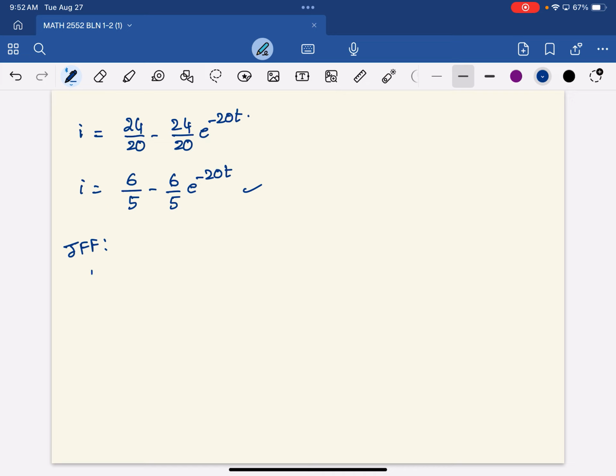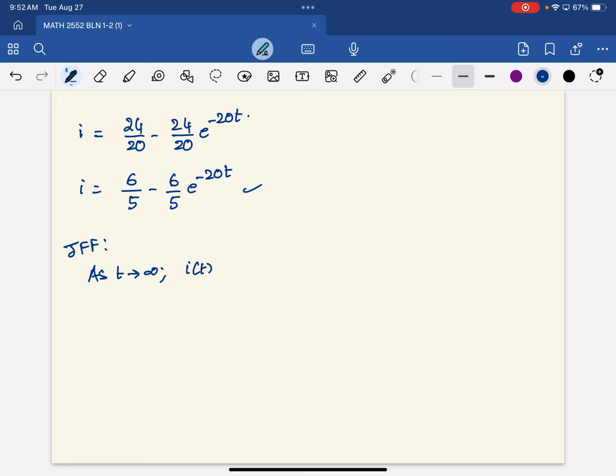Now as t goes to infinity, what happens? What happens to the current in the circuit? That means you have a circuit with a resistor and inductor, you turn it on and you leave, forever, and you don't ever come back. What happens to such a circuit? That's what we are discussing. So as t goes to infinity, I of t, what happens?